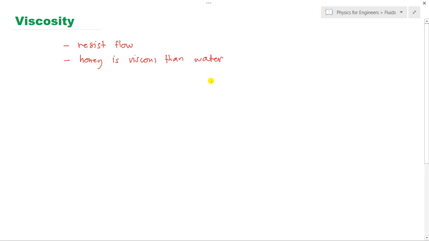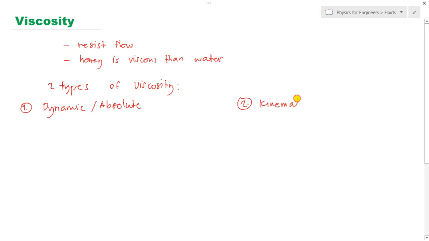Now for viscosity, class, there are two types of viscosity. The first one is called dynamic or absolute viscosity. Then the second is kinematic viscosity.